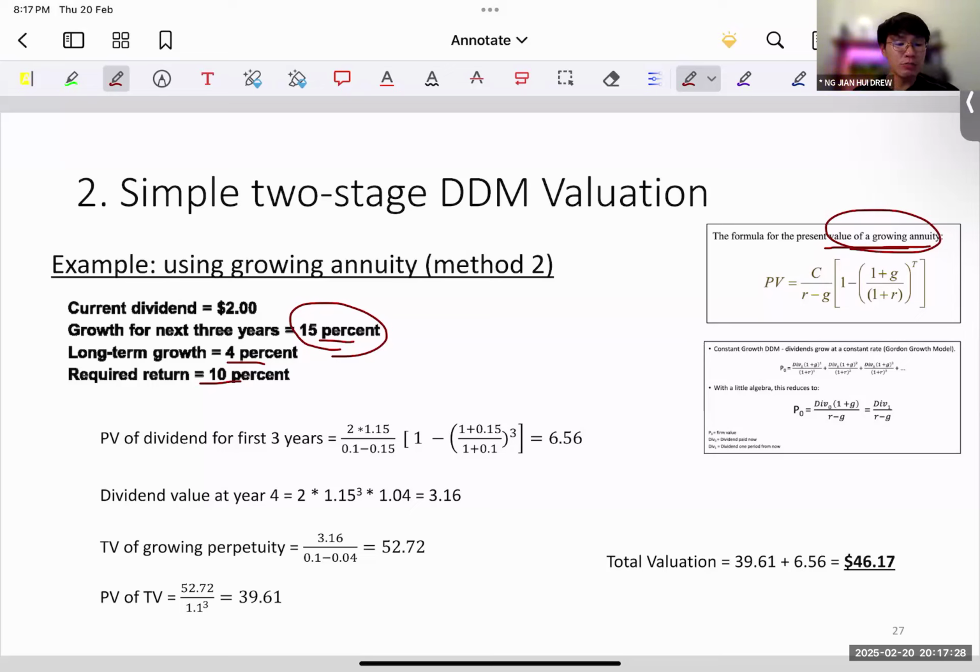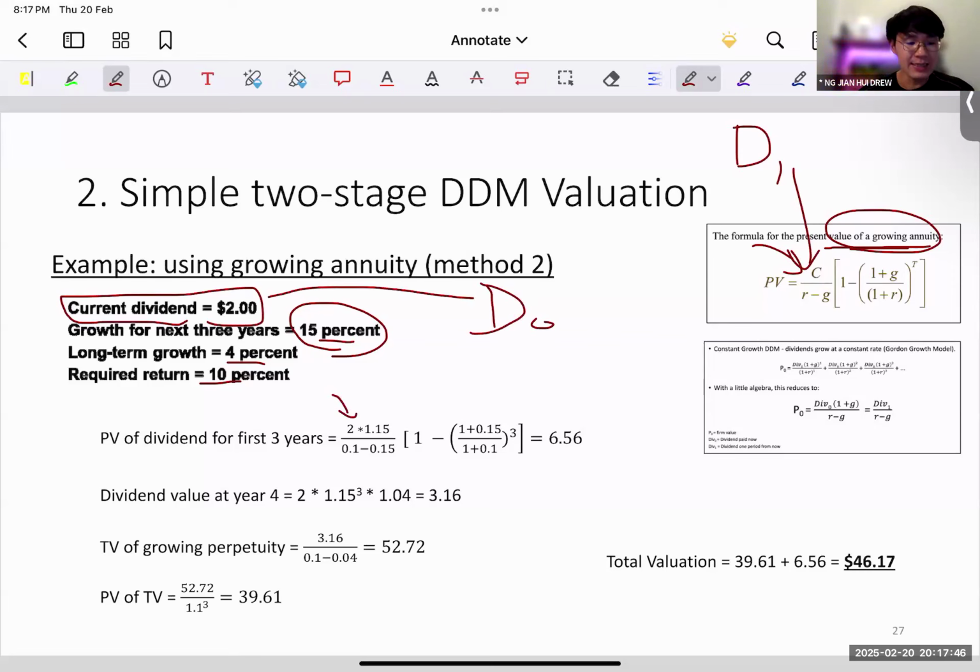And so what we can simply do is plug the values into our growing annuity formula, taking note that in our growing annuity, C is D1, right? So this current dividend here is D0. So we need to consider D1 here, which is 2 times 1.15. Then you plug in the rest of the formula. So using the growing annuity formula, I have now determined the present value of the dividends for the first 3 years. Thereafter, we simply determine the value of the dividends in year 4.